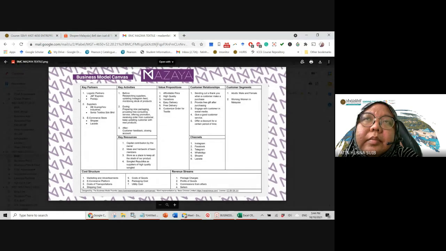This is a business that they still have until today. Okay, so Mazaya have boxes inside boxes like this. This is considered okay, as long as the space is okay. Okay, all right. Any question? Is there any confusion with the business model canvas?